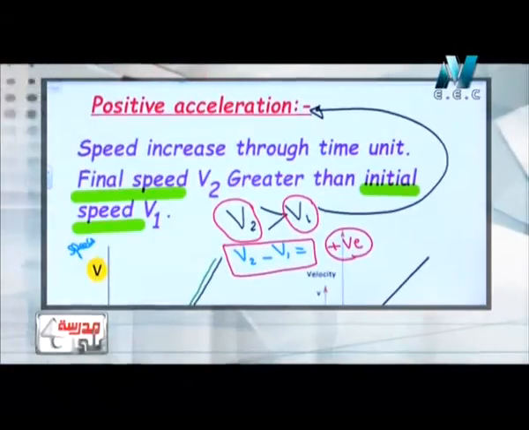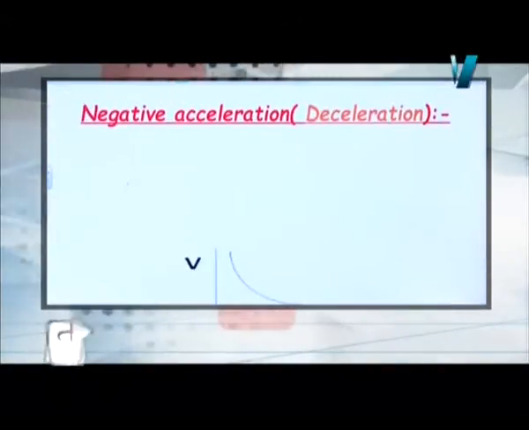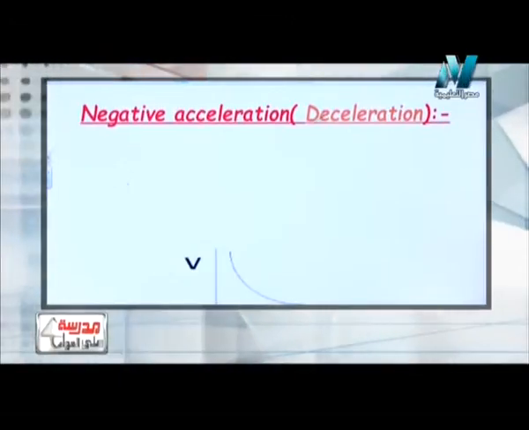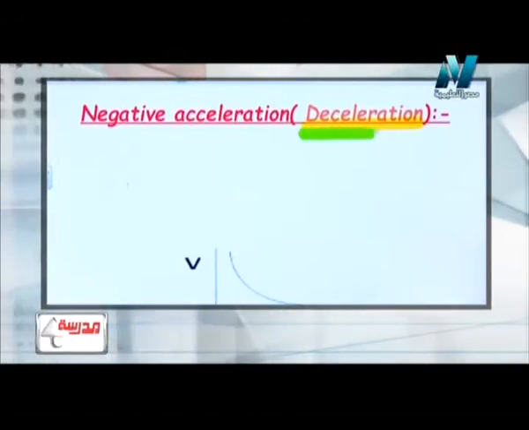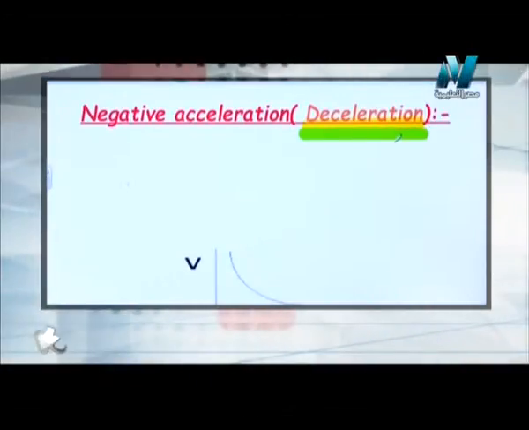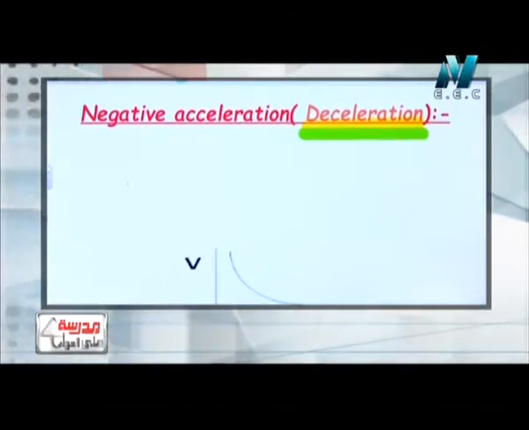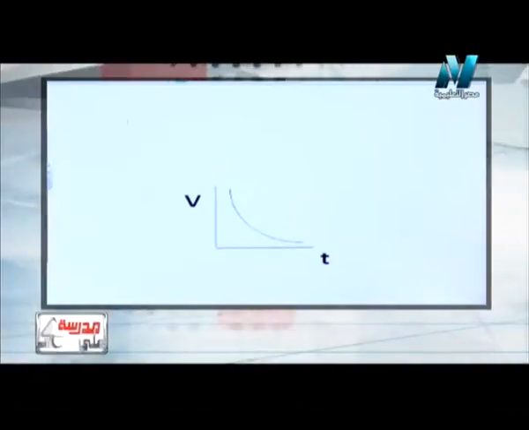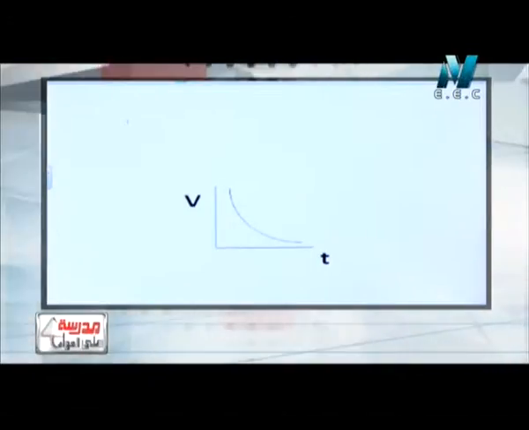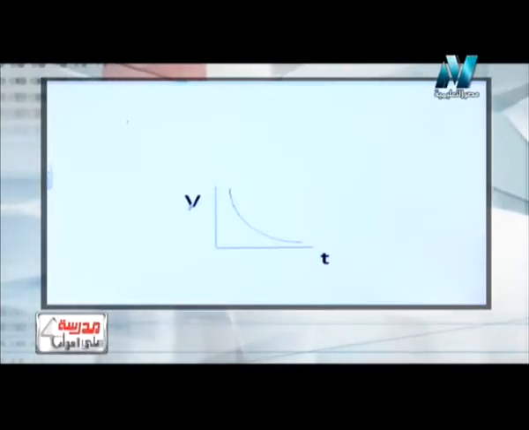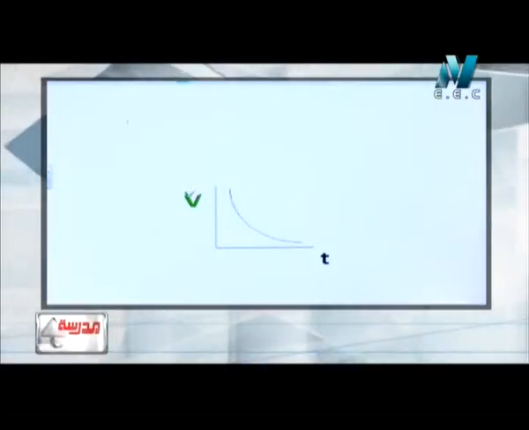We have another type, which we describe as negative acceleration, or we have another name, deceleration. We can say deceleration instead of negative acceleration. What is meant by negative acceleration? As we see here, we have a graph that represents negative acceleration. We have two axes, V and T, speed and time. As you see here, speed decreases through time unit. Maybe the driver used the car's brake.